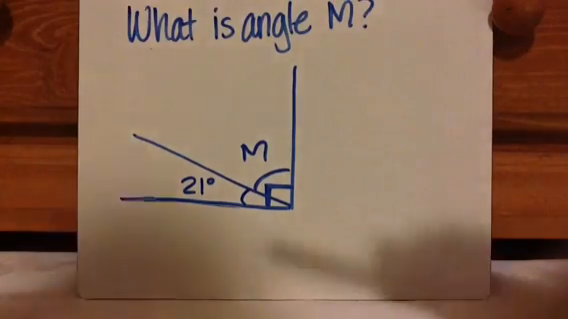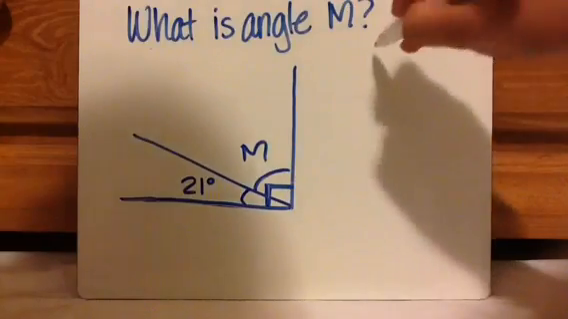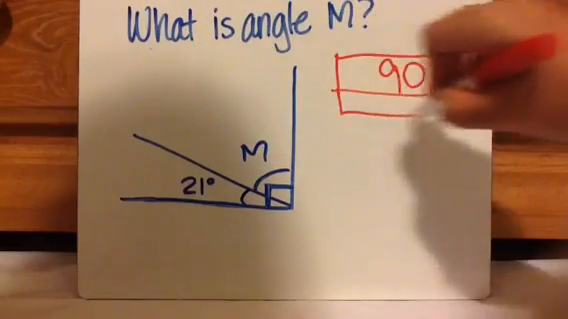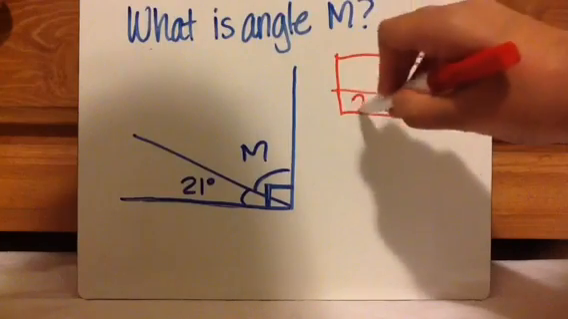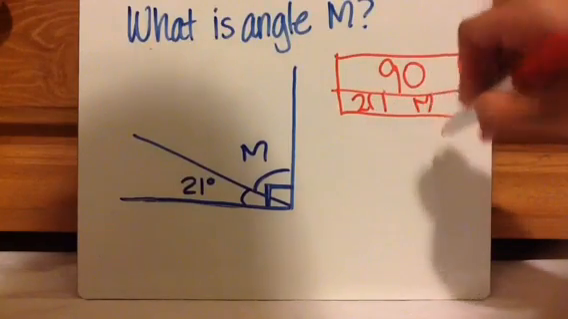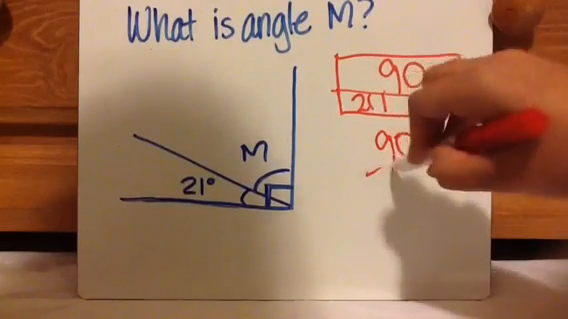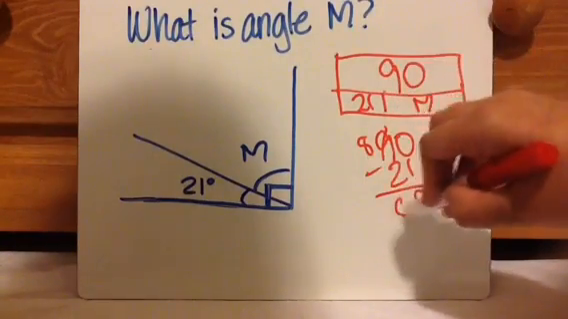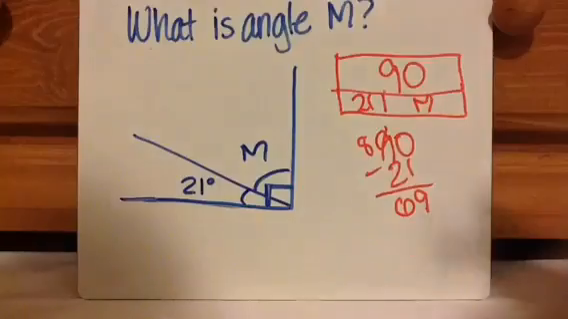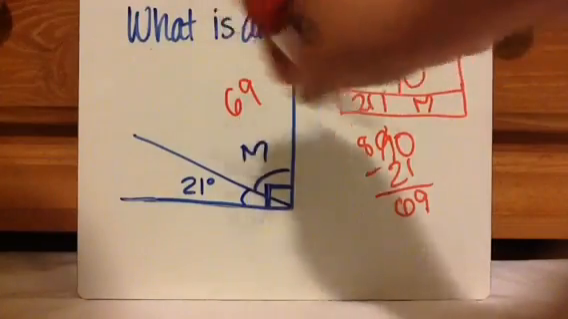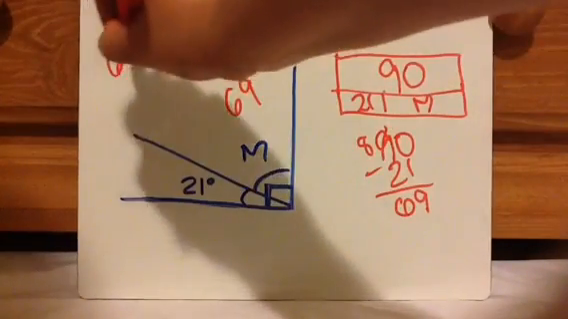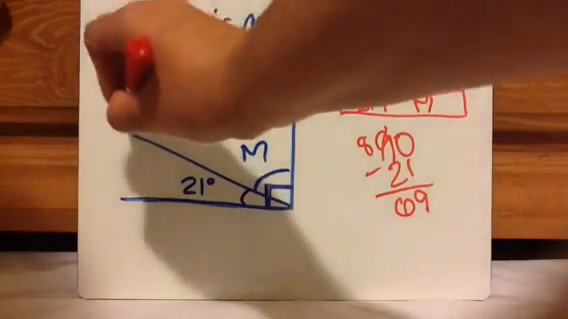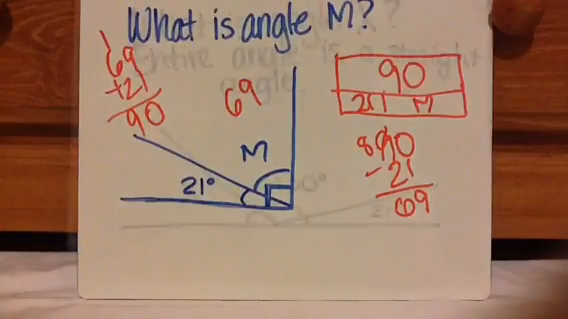So I hope you noticed that there's a little square in the corner, which means the entire angle is a right angle, which is 90 degrees. And they gave me a piece, which is 21 degrees, so if I'm looking for angle M, I have to do 90 minus 21. So this is a 69 degree angle. And to check it, if I'm saying that's 69 and that's 21, it should equal 90 degrees.